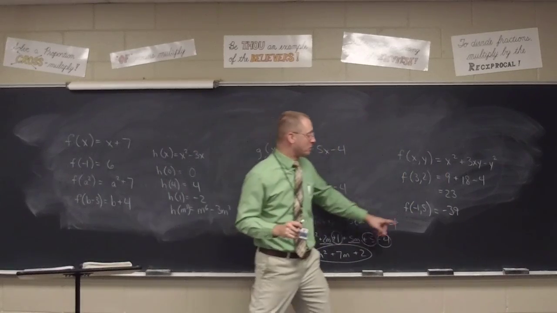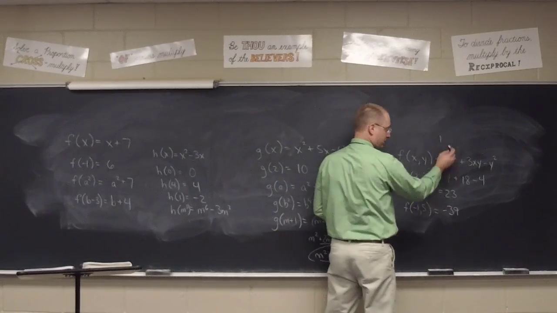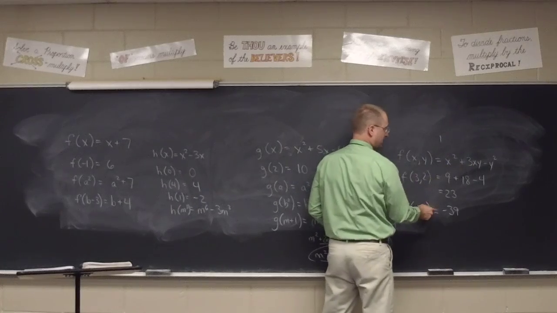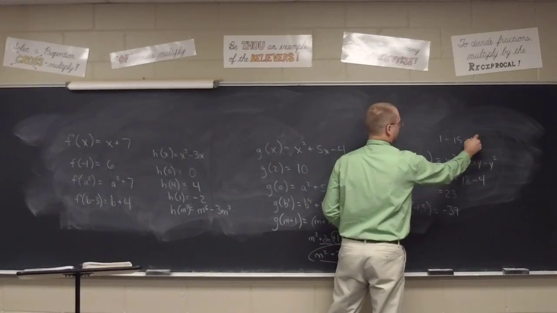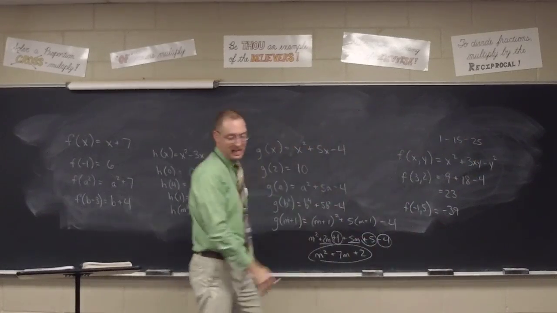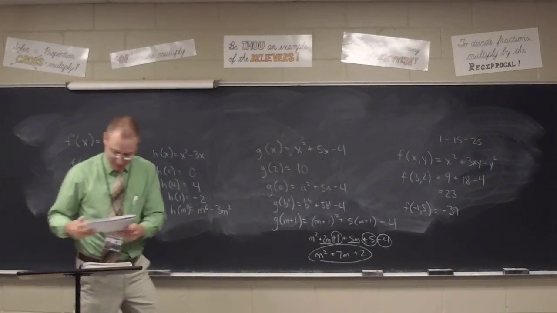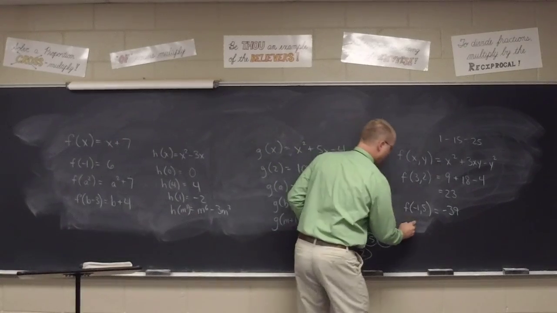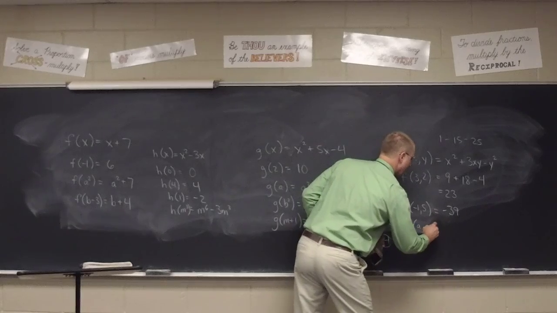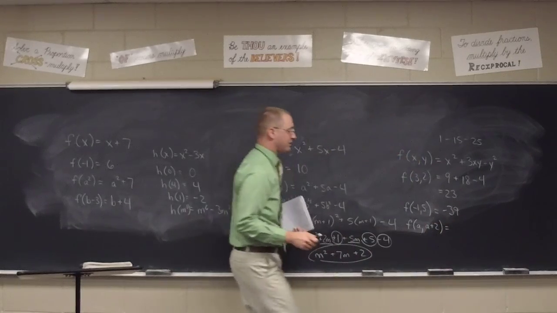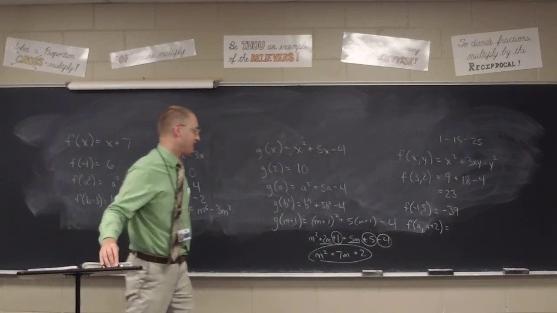All right, so careful here. When you square the -1, it becomes the +1. And then 3 times -1 times 5 is -15, then minus the 25. That gives you the -39. How about this one? What if I gave you f of a plus 2? You're definitely going to have to work this one out on paper at your seats.